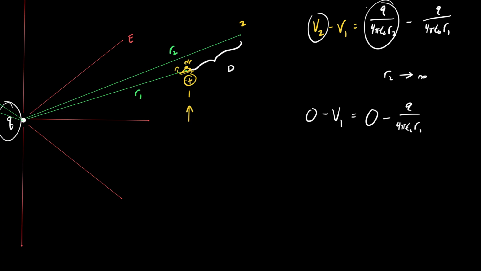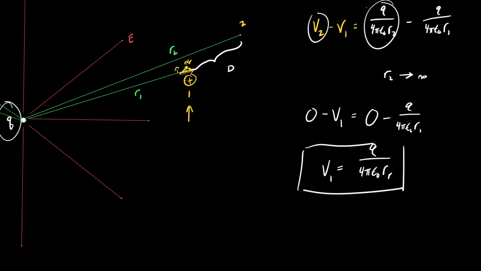We're all okay so far? So that just means that the voltage, the absolute voltage, the absolute electric potential, not the change in electric potential, but the absolute electric potential at R1 is equal to Q over 4 pi epsilon naught R1. This is the electric potential around a point charge. It's one of those foundational things you need to know.